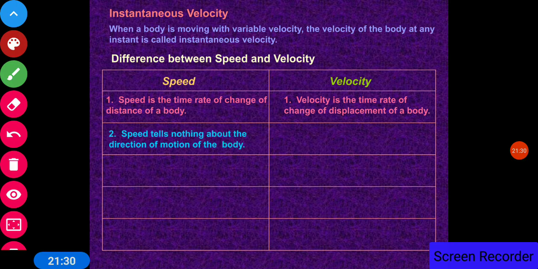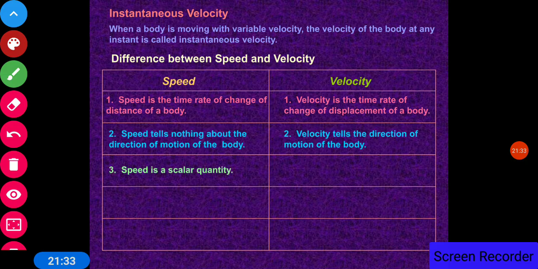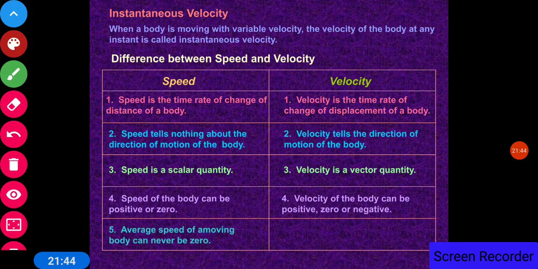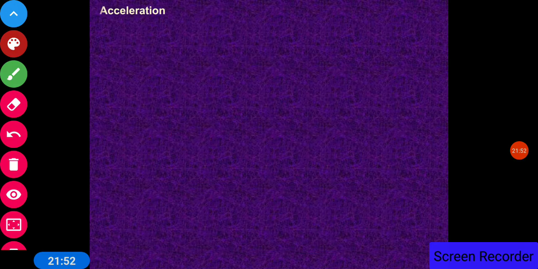Speed tells nothing about the direction of the motion of the body. Velocity tells the direction of the motion of the body. Speed is a scalar quantity. Velocity is a vector quantity. Speed of the body can be positive or zero. Velocity of the body can be positive, zero, or negative. Average speed of a moving body can never be zero. The average velocity of a moving body can be zero.